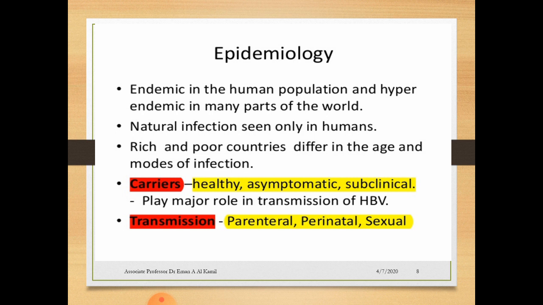Another method is sexual transmission. Hepatitis B virus is regarded as a sexually transmitted disease, and the disease is transmitted through oral or sexual relationships, and it is regarded, as we mentioned, as one of the sexually transmitted diseases.